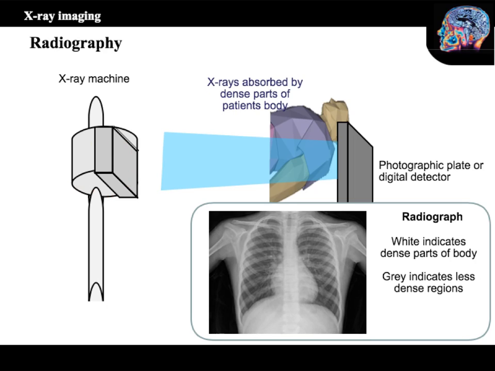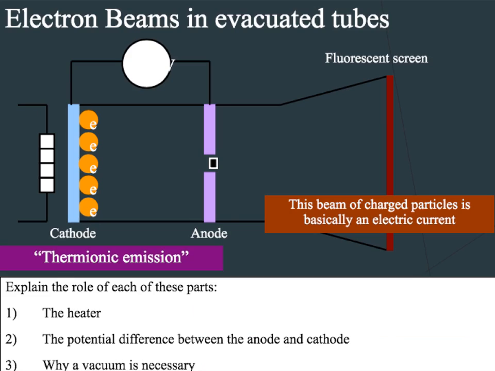Inside the X-ray machine we have a process called thermionic emission, which uses an evacuated tube. We will look at this on the next page. Inside the X-ray machine we have a device known as an evacuated tube, in which two electrodes are found, the cathode and the anode. The negative electrode, the cathode, is a wire filament that emits electrons when heated.